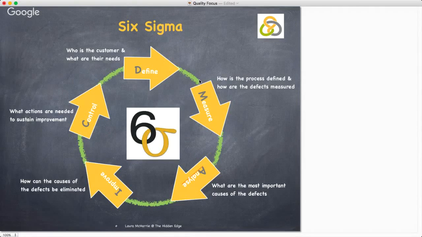Six Sigma's methodology is based around the mnemonic DMAIC. Define, measure, analyse, improve and control. And this is based on Shewhart's plan, do, check, act cycle.